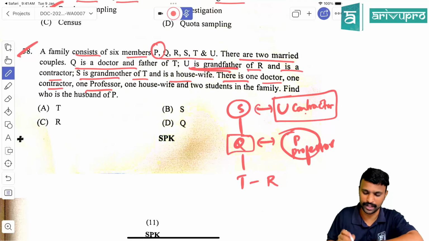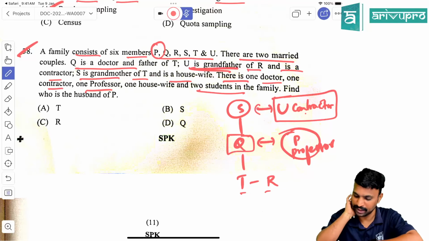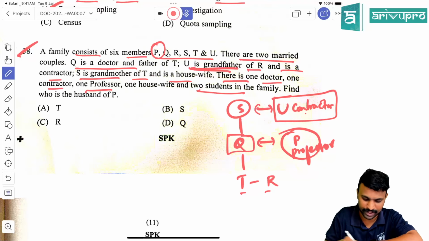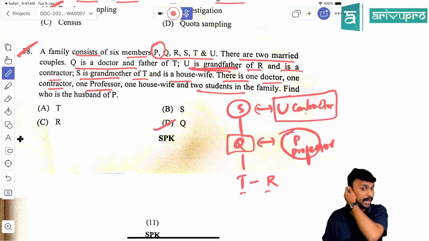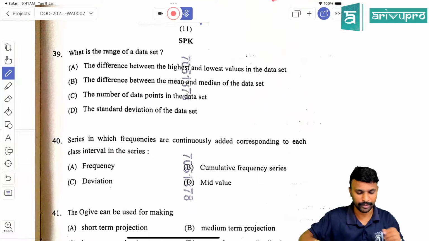Understood? Question is, and 2 students in the family, obviously T and R are only the 2 students in the family. Find who is the husband of P. Husband of P is Q. Option D is the right answer. Have you understood? Moving on to the next question.